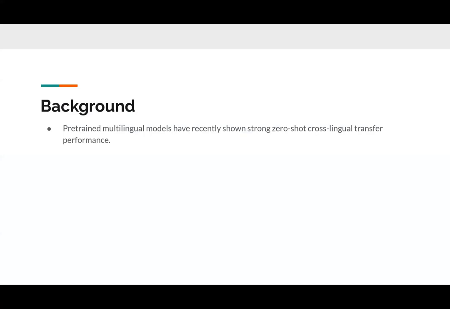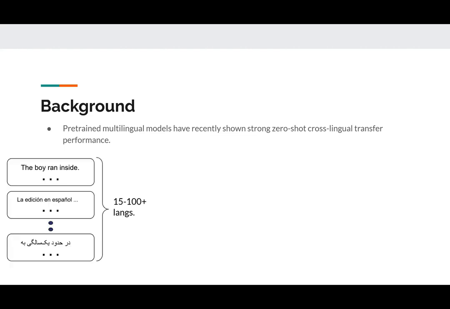So a tiny bit of background, jumping right into it. In recent years, pre-trained multilingual models have shown really strong zero-shot cross-lingual transfer performance. If you're familiar with models like BERT, which follow this paradigm of pre-training and then fine-tuning, pre-trained multilingual models have a very natural extension of that, where it's just a multilingual version of it. So rather than starting with data from one language, we start with data from a bunch of different languages. This number can vary depending on the model, from like 15 to over 100.